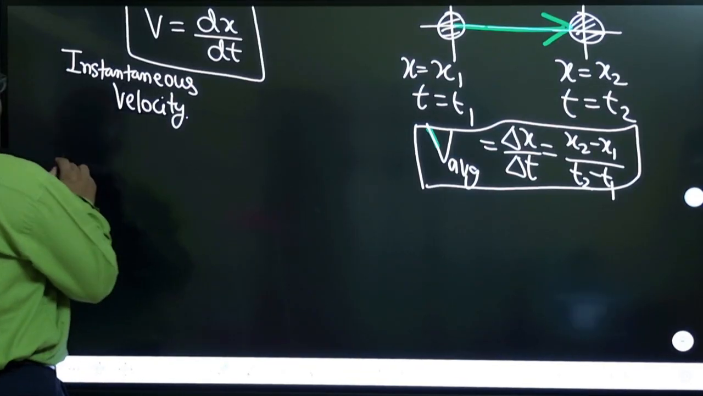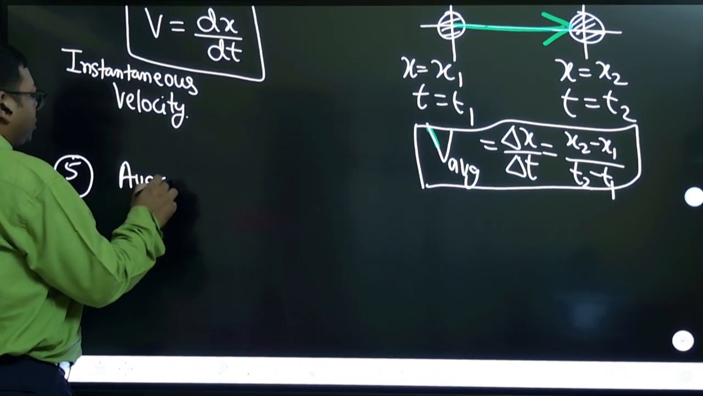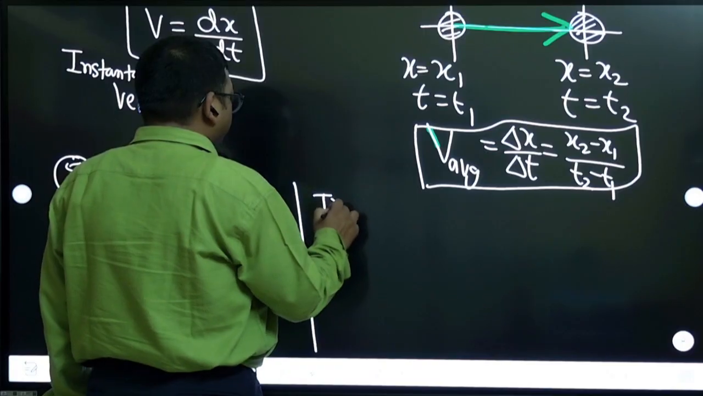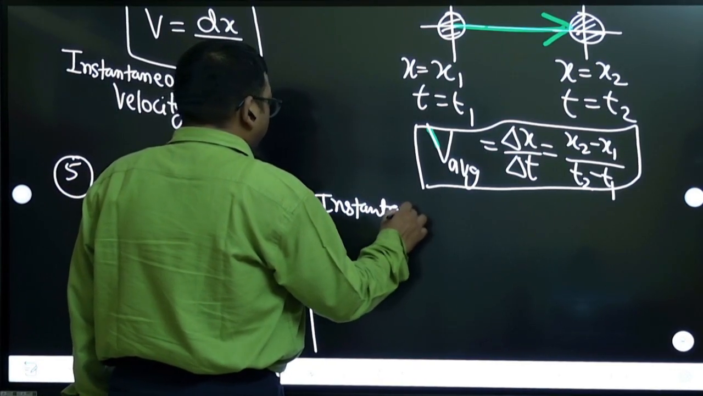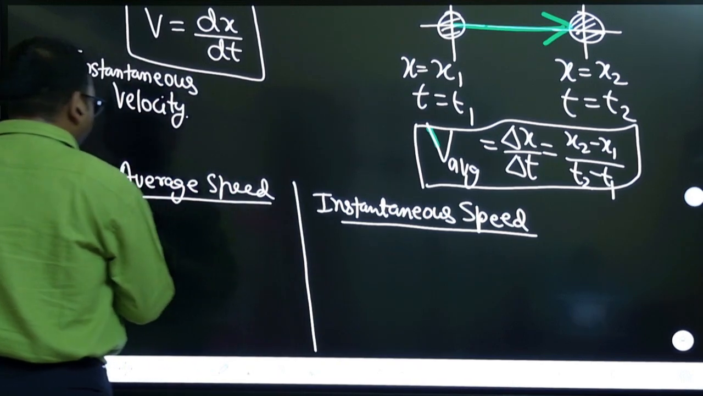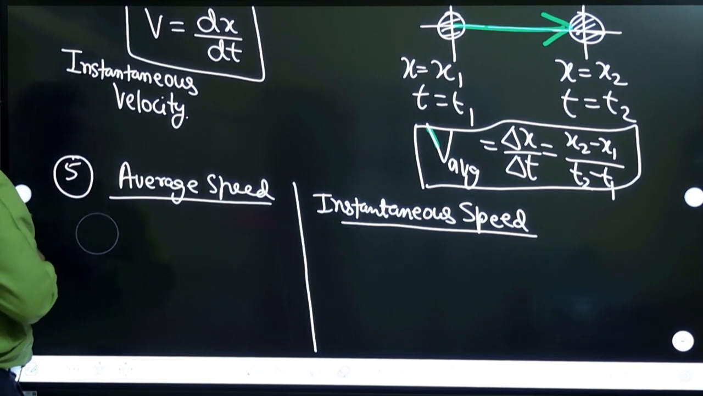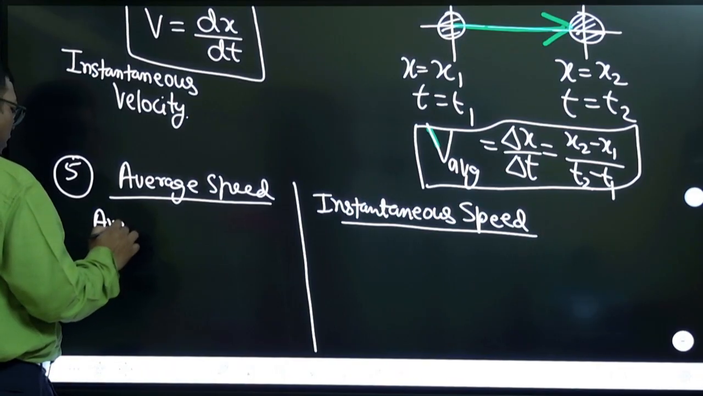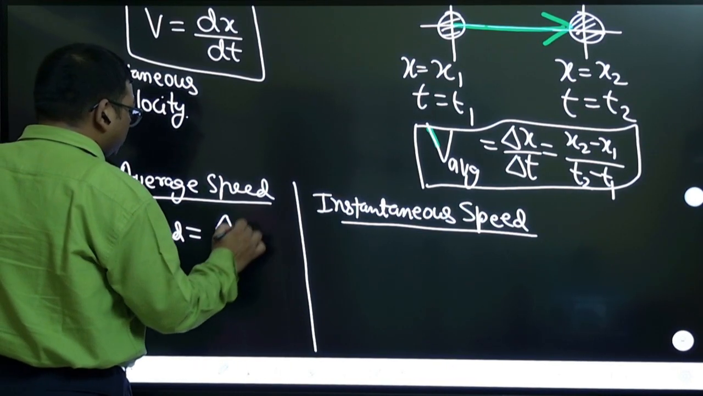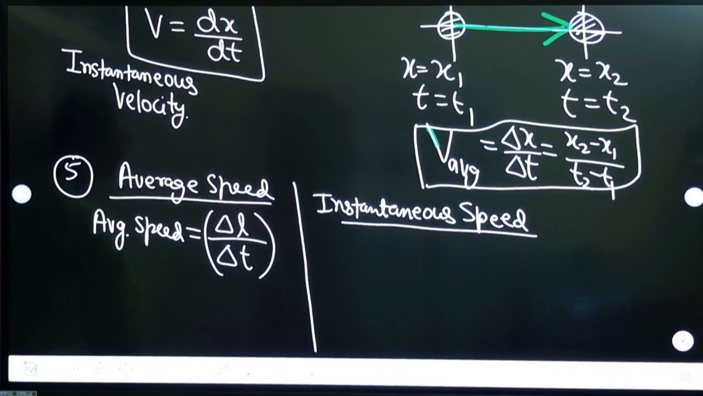Next is speed, average and instantaneous. Average speed, and again here also instantaneous speed. So average speed means average. Here I will just write speed so that it should not get confused. Average speed means total distance, delta L, by the interval of time. This is called average speed.